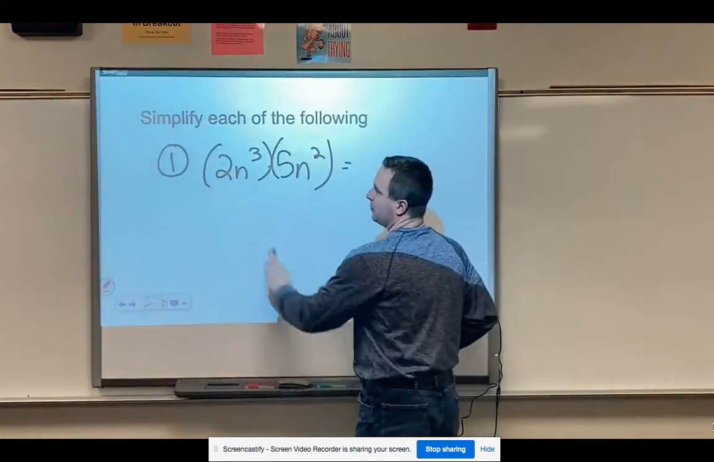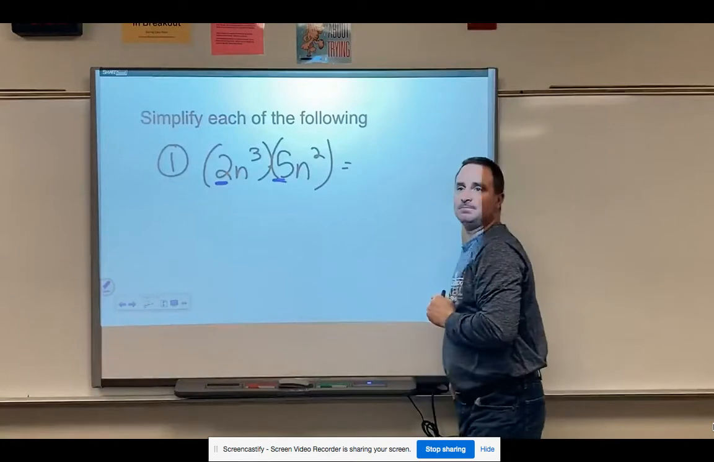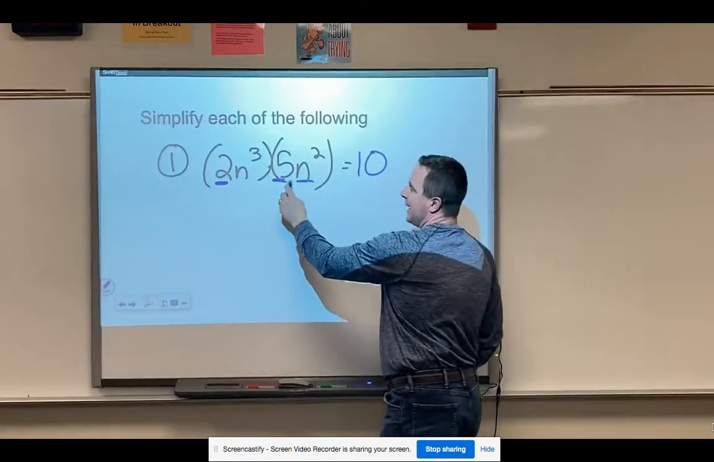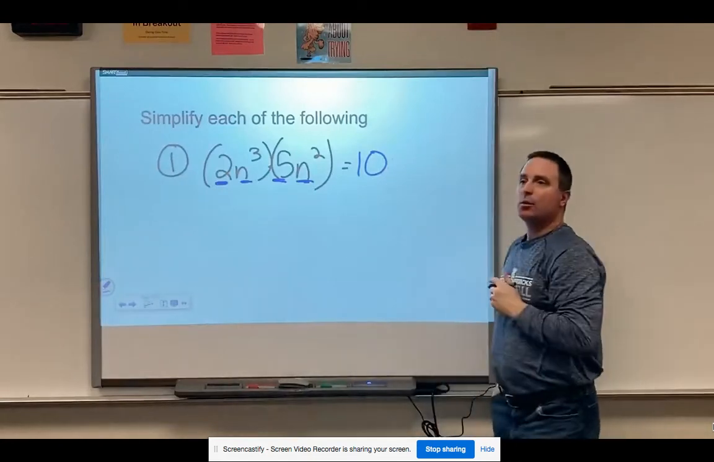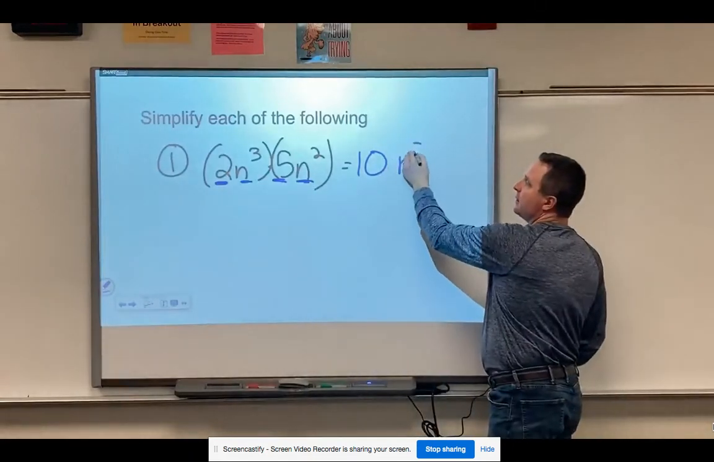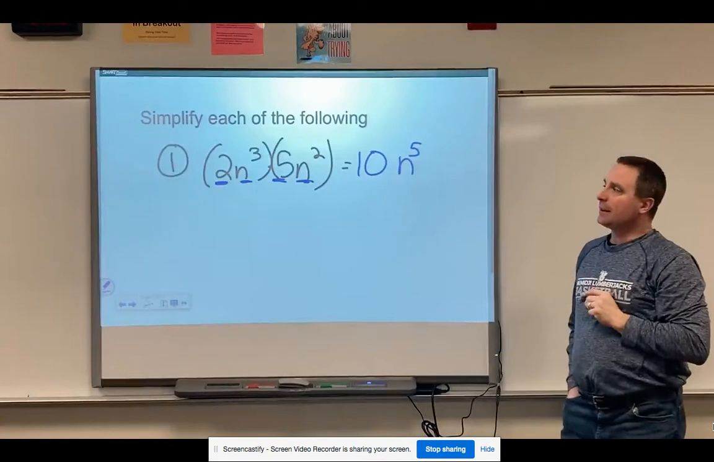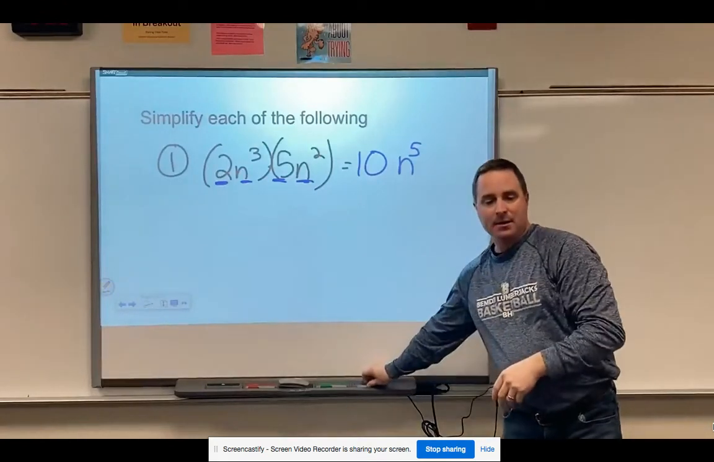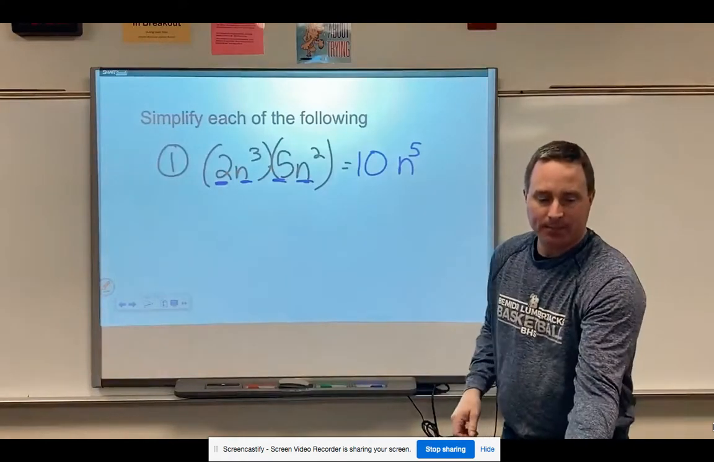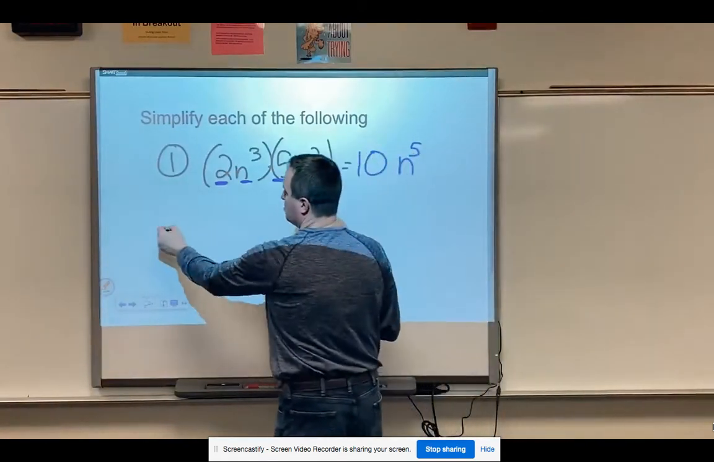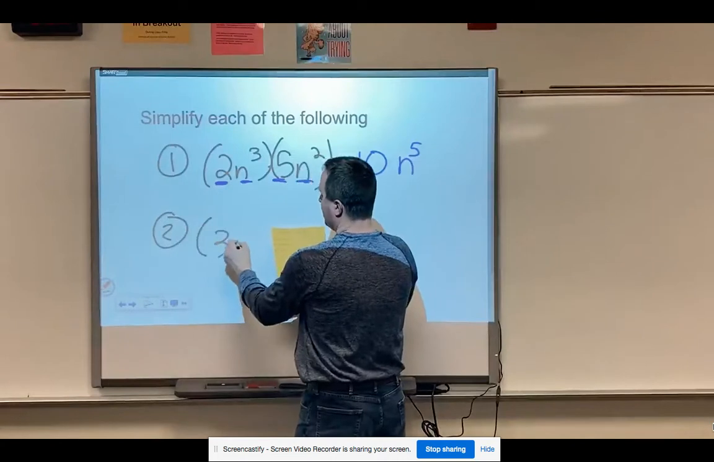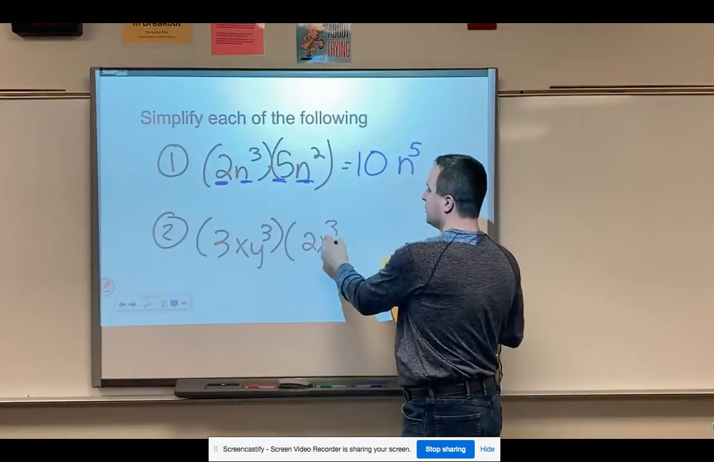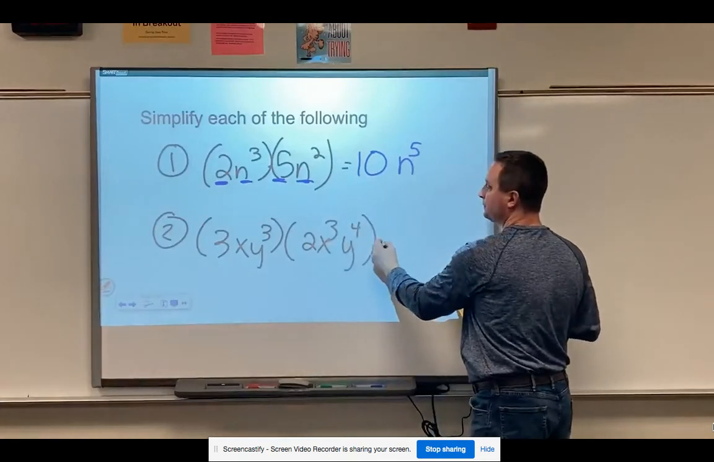So I'm going to multiply my big numbers with big numbers. 2 times 5 gives me 10. And n squared and n cubed, we're going to add those together to get n to the 5th power. Again, when the exponents are inside the parentheses, we add them together. We're trying another one here. How about this one? 3xy cubed and 2x cubed y to the 4th.